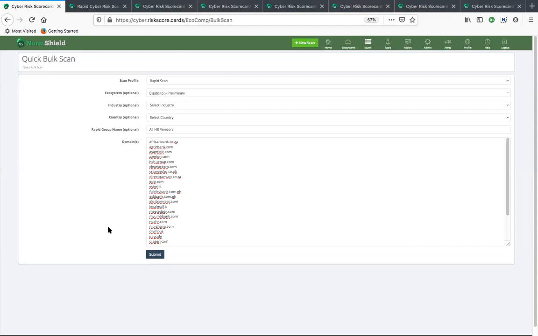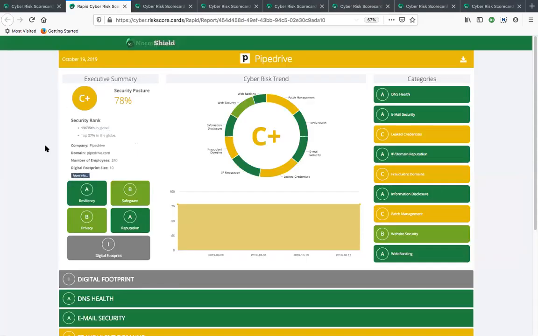The rapid scorecard runs in 60 seconds if you were to do these each individually. We now have an overview of the vendors that we've managed to evaluate. This is what the information is going to look like that we get back once we've actually run that. I'm looking today at a vendor who we use for our CRM.